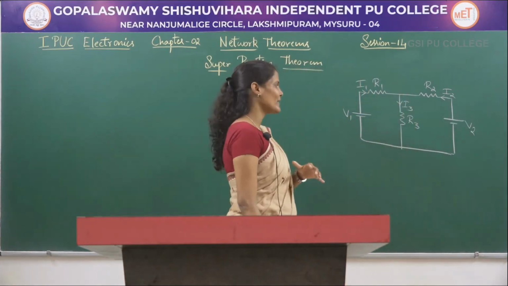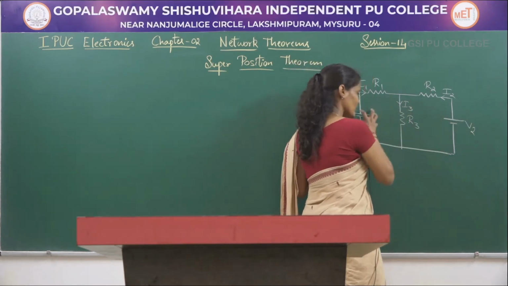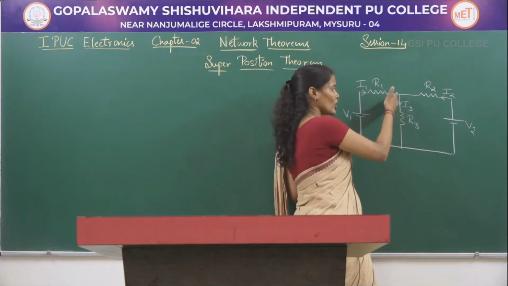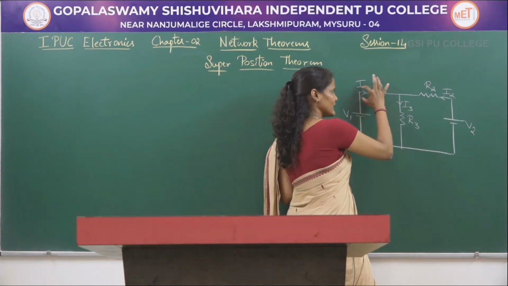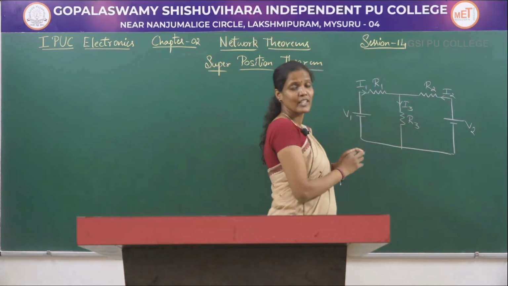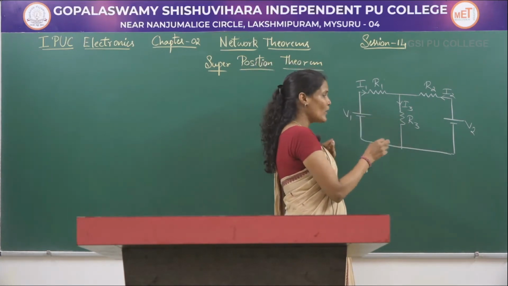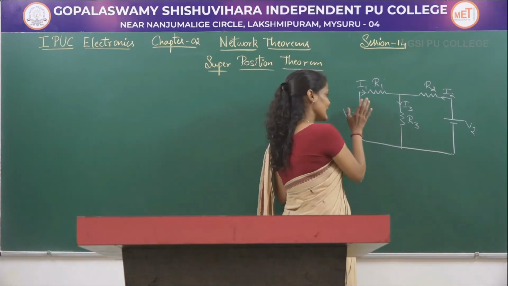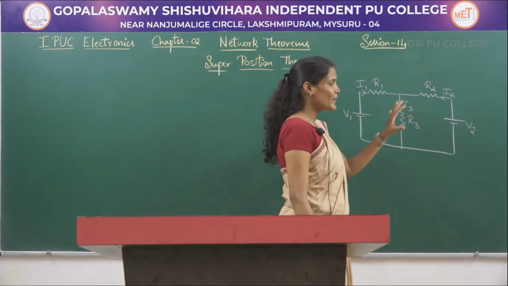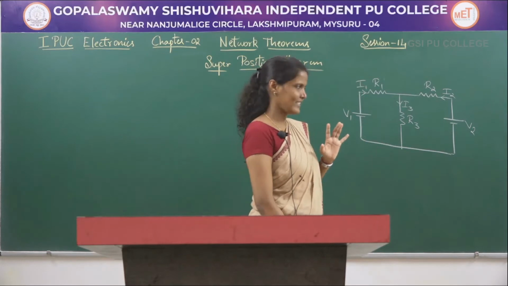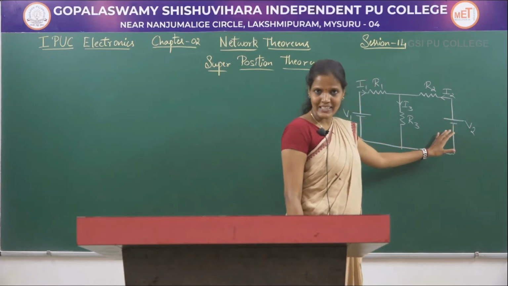So let me come up with the statement again. In any linear bilateral network having a number of voltage sources, the current or the voltage across any of the branches, that is the current or voltage across this branch or this branch or this branch, is equal to the sum of the currents or the voltages considering only one source at a time and eliminating the other source by replacing it with its internal resistance. So consider V1 alone once, and in place of V2 write its internal resistance.